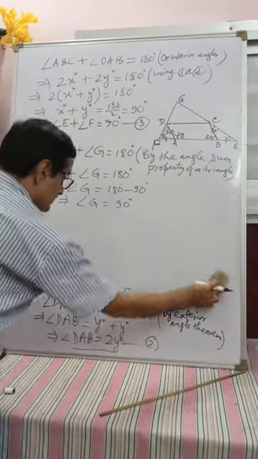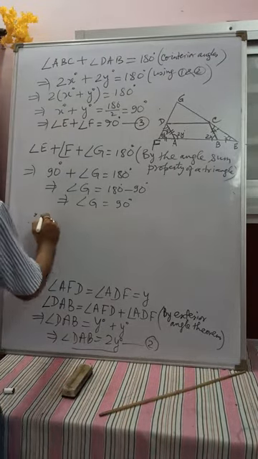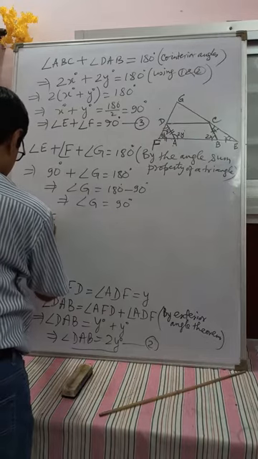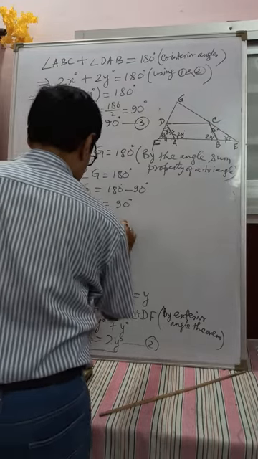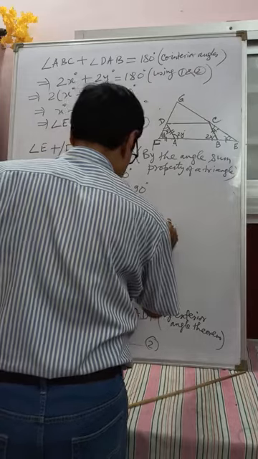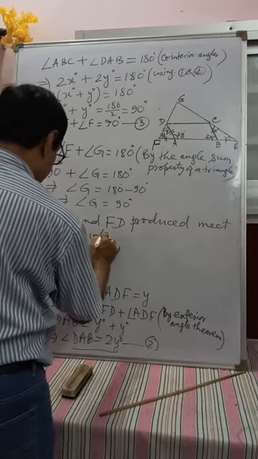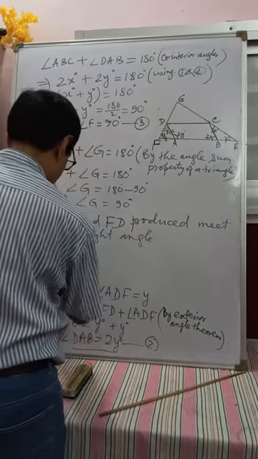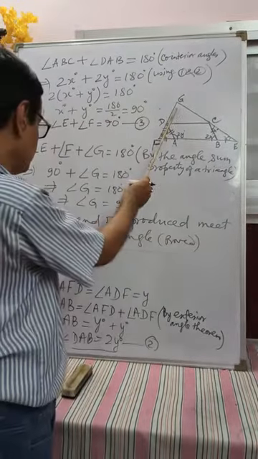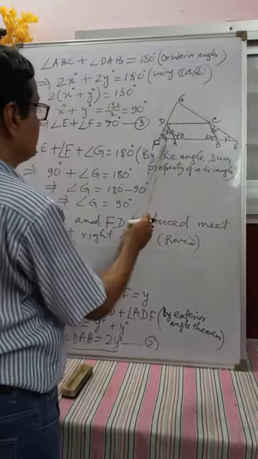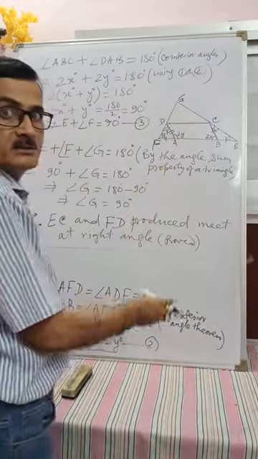So finally we can say, therefore, EC and FD, when they are produced, meet at right angle, and that is proved. So we have proved angle G is 90 degrees. That means EC and FD, when they are produced, meet at right angle, and that is proved.